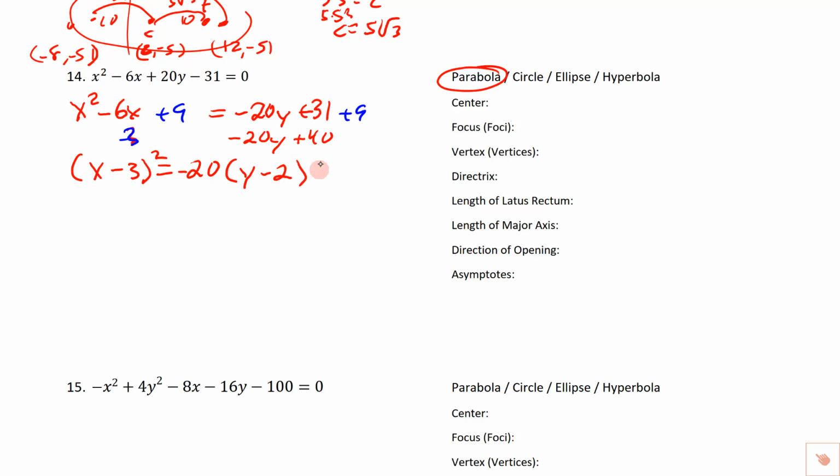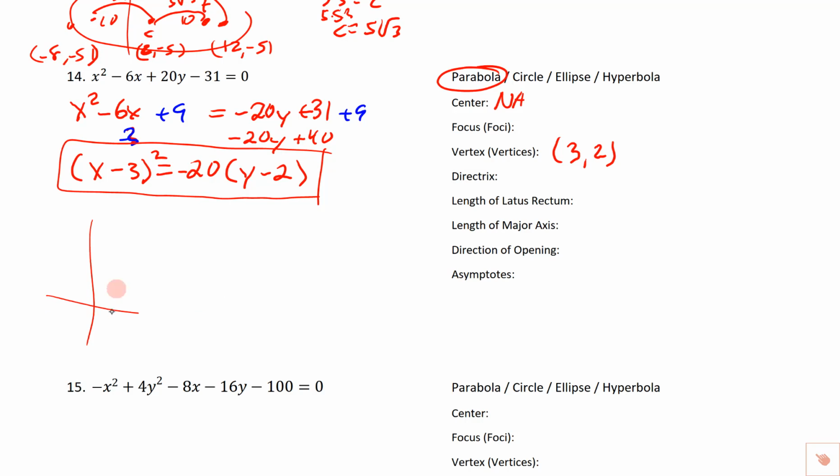So once I've got the equation, this gives me all the information I need to figure out this other stuff. It doesn't have a center, so I'm going to put NA. But it does have a vertex. The vertex is the opposite of whatever's with the x, opposite of whatever's with the y. So the vertex is 3, 2. So the vertex is at 3, 2.